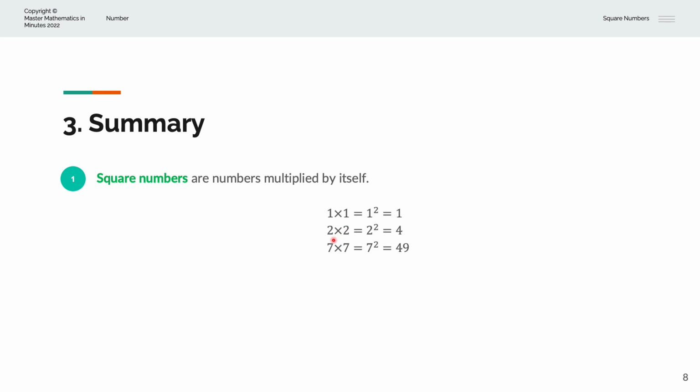Secondly, we have the number 2. To square that, we'll multiply by itself, which is the number 2. The notation for that is 2 squared, or 2 to the power of 2, and that is equal to 4.